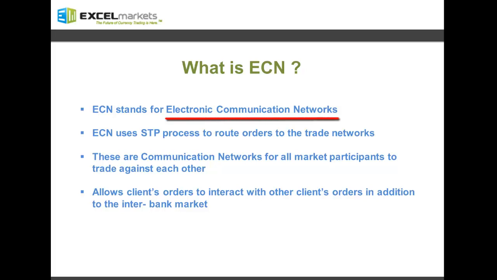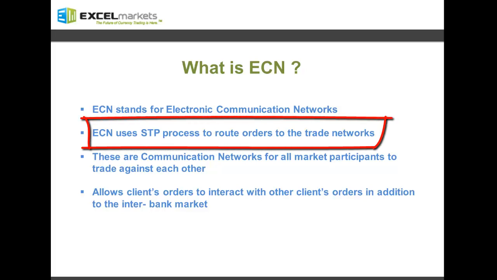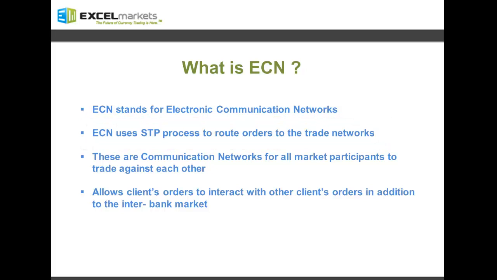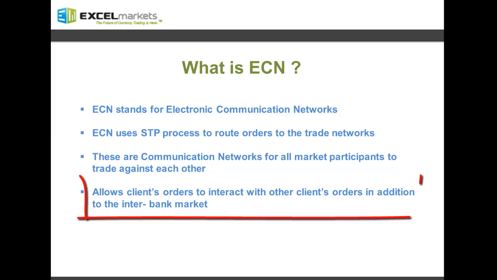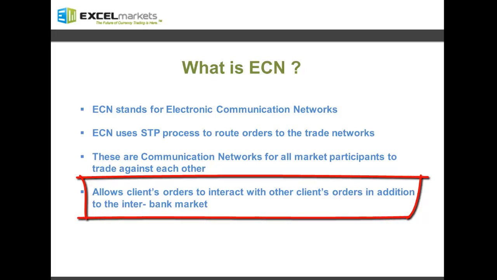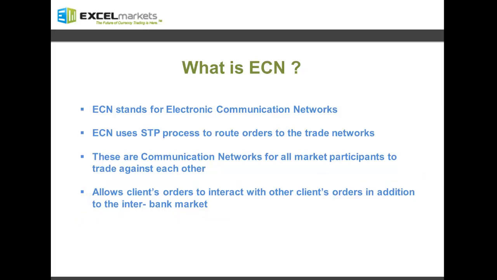ECN stands for Electronic Communication Networks. ECN uses the STP process to route orders into the trading networks. These are communication networks available for all market participants to trade against each other and allow the client's order to interact with other clients' orders in addition to the interbank market itself. This ECN setup allows the client's order to interact with other clients' orders as well, in addition to the interbank market price feed that is available.